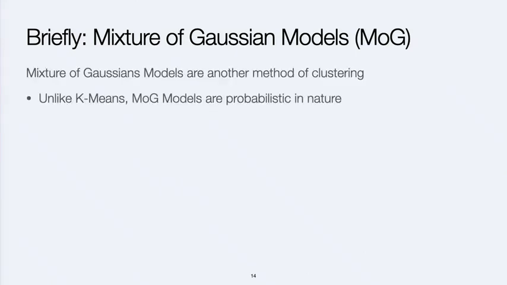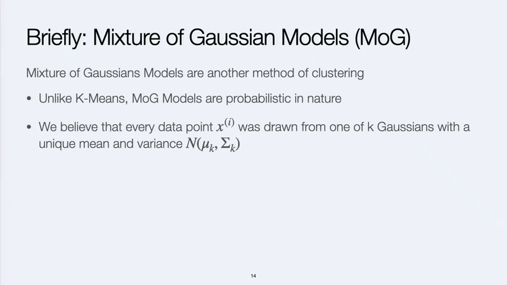K-means is probably the most popular clustering algorithm, I think, because it works well and it's simple. But if you want a more robust clustering algorithm, mixture of Gaussians is a really good alternative. So let's break that down. Unlike K-means, mixture of Gaussian models are probabilistic. So we will be seeing more math in this part.